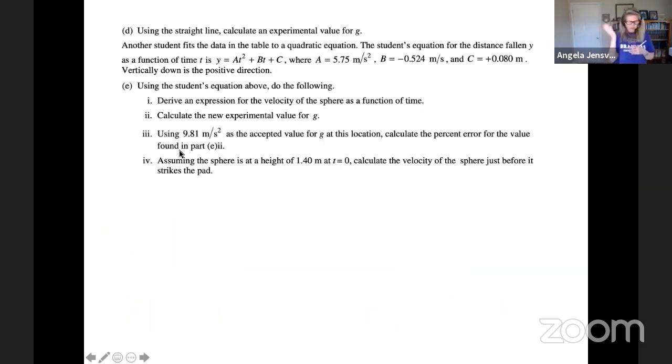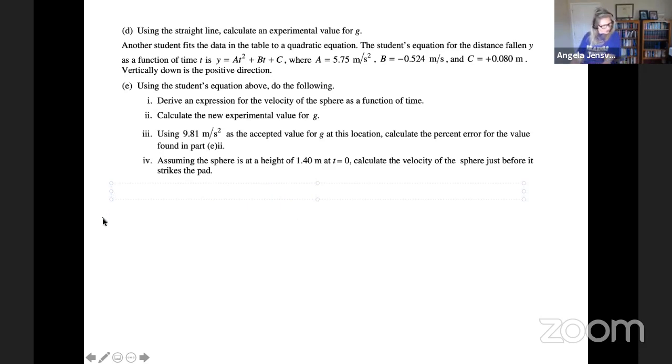Okay, then it says, like I said, calculate an experimental value for G. Okay, now another student finds the data in the table. Should we try typing this one? The student's equation for the distance is, they gave you that. Derive an expression for velocity. Can we do this while typing? Derive? Let's give it a shot.